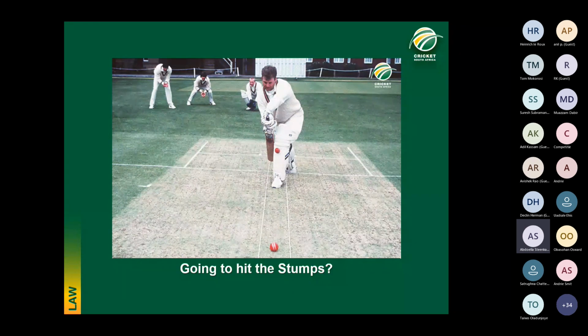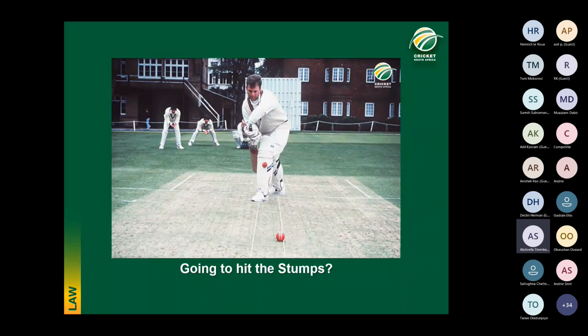Did it pitch on the offside or between wicket and wicket? Yes, it pitched between wicket and wicket. Did it touch the bat? No. Where was the impact? Was it between wicket and wicket? Yes, it was between wicket and wicket. The last question that you need to ask yourself: would it have gone on to hit the stumps?